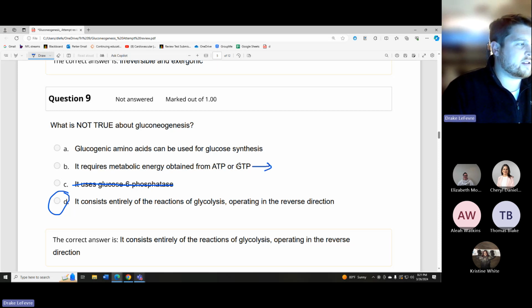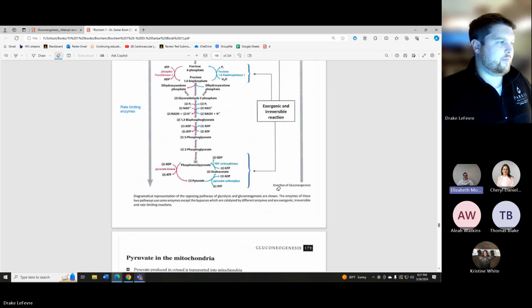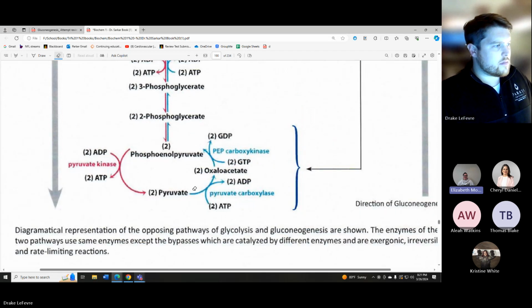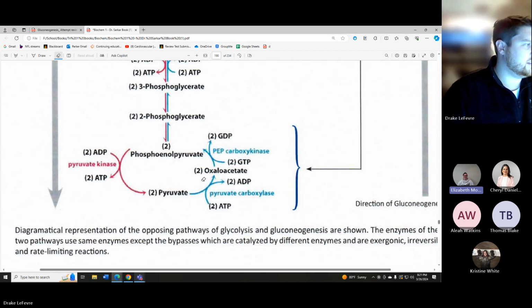We saw it briefly. Do you remember which of the 3 rate limiting steps uses ATP or GTP? It would be the first one, right? From pyruvate to the phosphoenol. Yeah. So going from pyruvate, using first the pyruvate carboxylase, we get oxaloacetate, and then using the PEP carboxykinase, we use 2 GTP to go back to phosphoenol pyruvate. So we're literally using 2 GTP and 2 ATP to go from pyruvate to phosphoenol pyruvate.